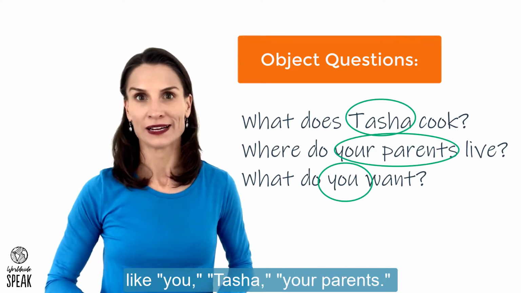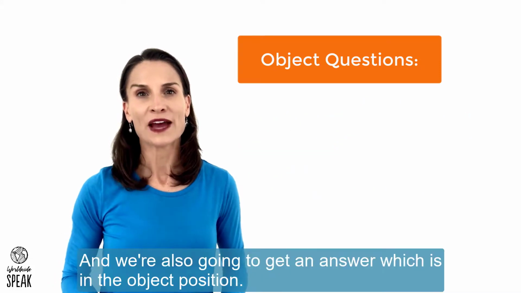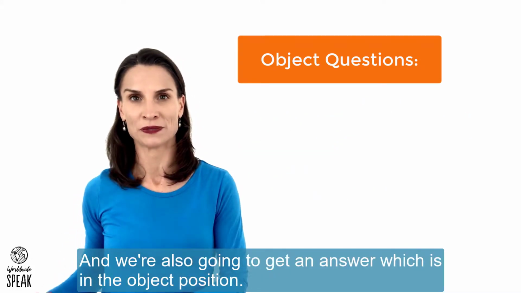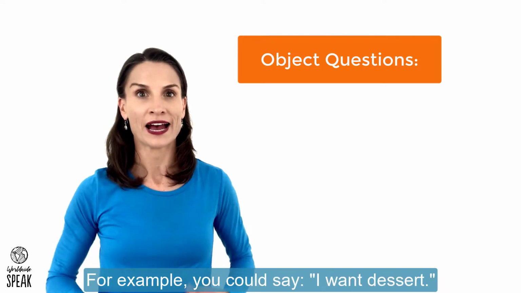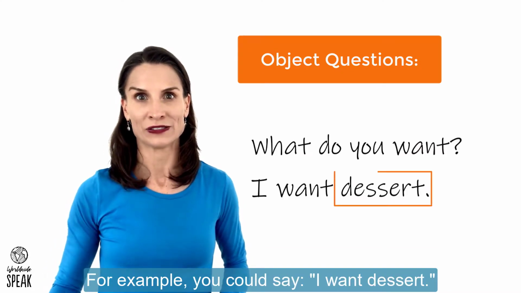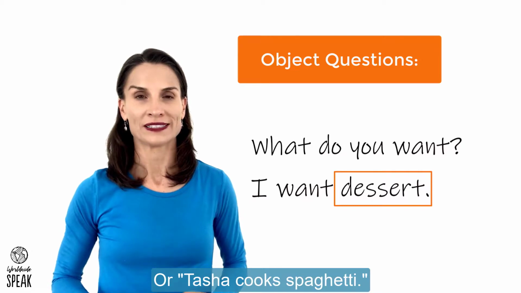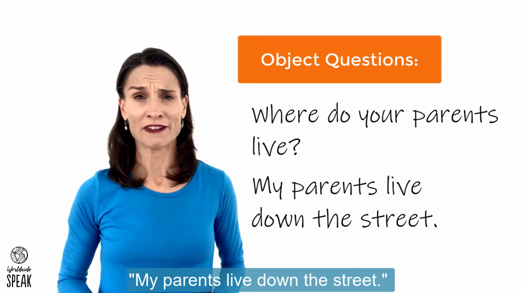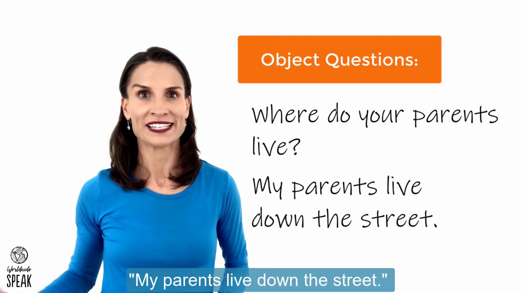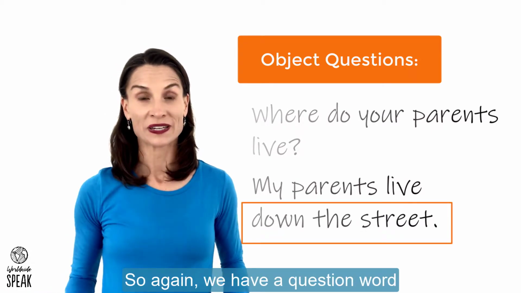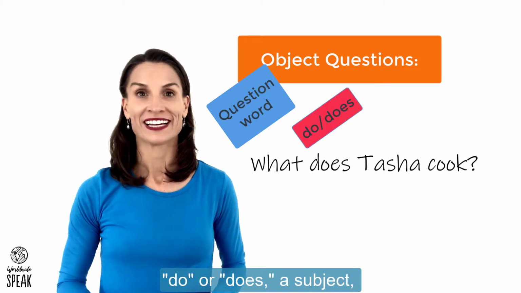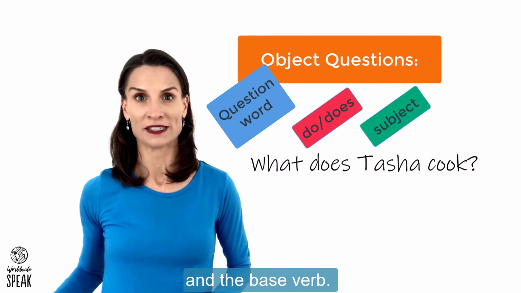So those are all different object questions because we include the subject in the question, like you, Tasha, your parents, and we're also going to get an answer which is in the object position. For example, you could say, I want dessert, or Tasha cooks spaghetti. My parents live down the street. So again, we have a question word, do or does, a subject, and a base verb.